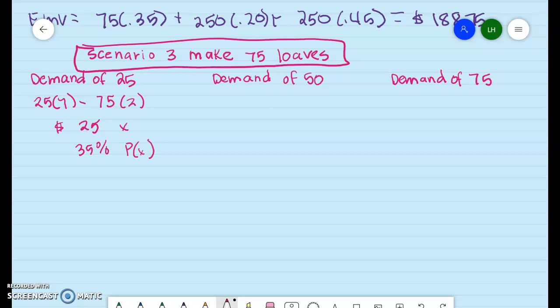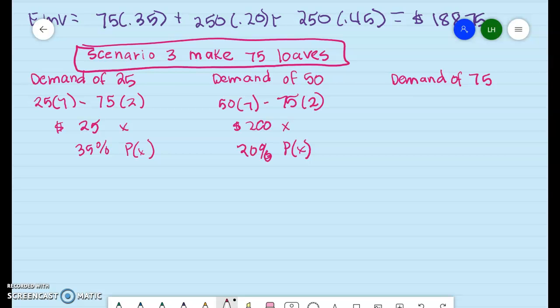And then for the demand of 50, if we sold 50, but we made 75 loaves, we'd have to subtract the cost of all of those loaves. So that would be $200 for profit. And the probability that the demand would be 50 is 20%.